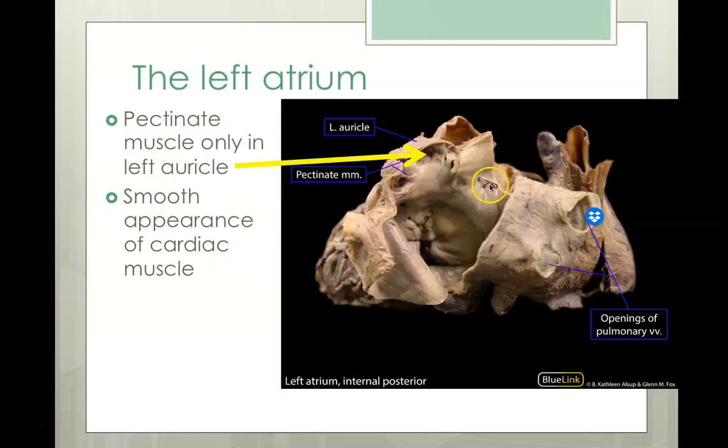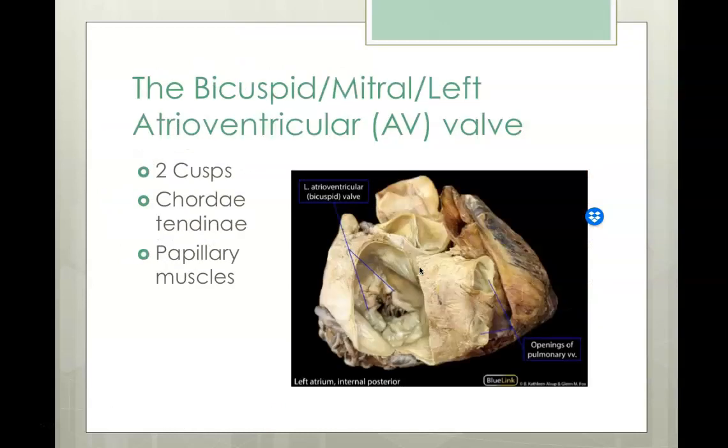So we have this smoothed appearance of the left atrium. It's still made up of cardiac muscle, though we just don't see those pectinate muscles in here. And so not too many other features here in the left atrium. So where that oxygenated blood is going to go through next is your bicuspid, mitral, or left atrioventricular valve.